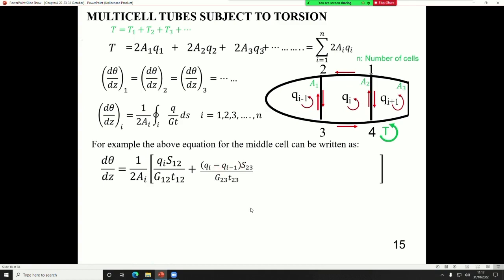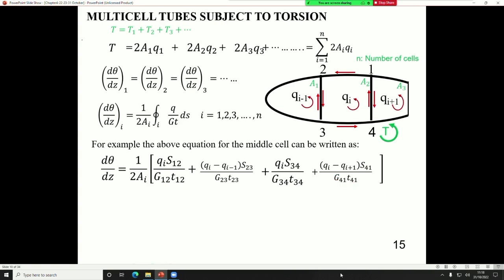Now we move on to the next panel, 3, 4. Panel 3, 4 is very similar to 1, 2. The other side of it is a free end. This is free as well. For this one, again, this is positive and that is considered negative because it's in the opposite direction. So this is the shear flow in the vertical panel, 1, 4, the length of panel 1, 4, the shear modulus and the thickness.